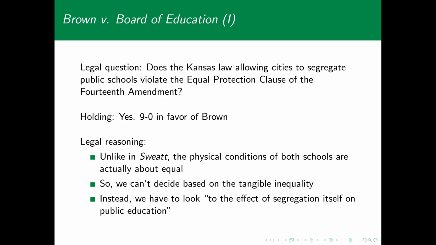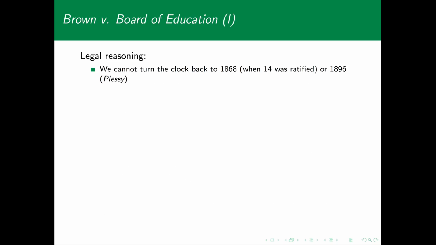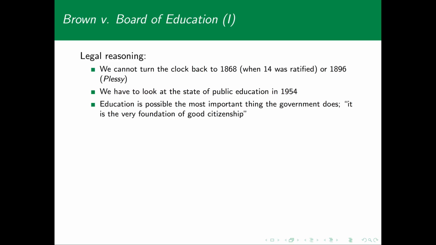They say we can't go back to 1868 when the 14th Amendment was ratified. We can't go back to 1896 when Plessy was decided. We have to look at the state of public education now, in 1954. Here, in 1954, education is one of the most important things the government does. The majority writes, it is the very foundation of good citizenship. Where else are you going to learn civics? So in light of that, in light of being this very crucial, important government thing, it has to be available to everyone equally. Now again, we're not talking about tangible inequality here.